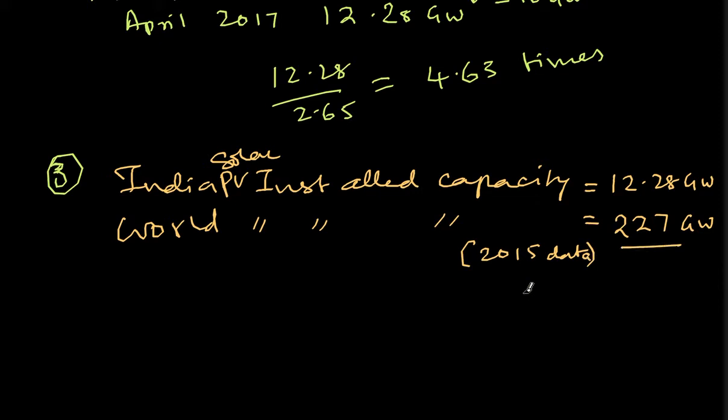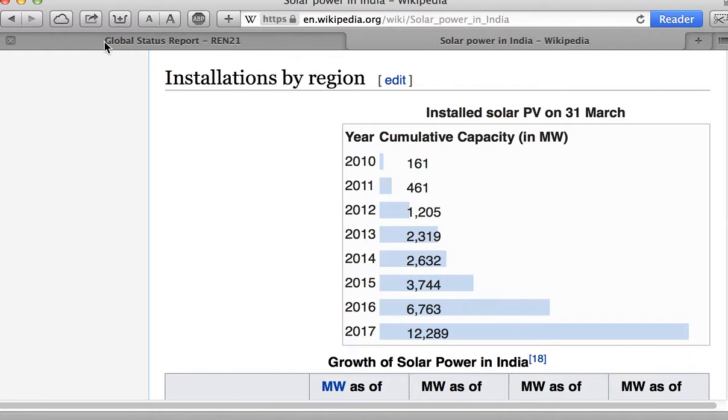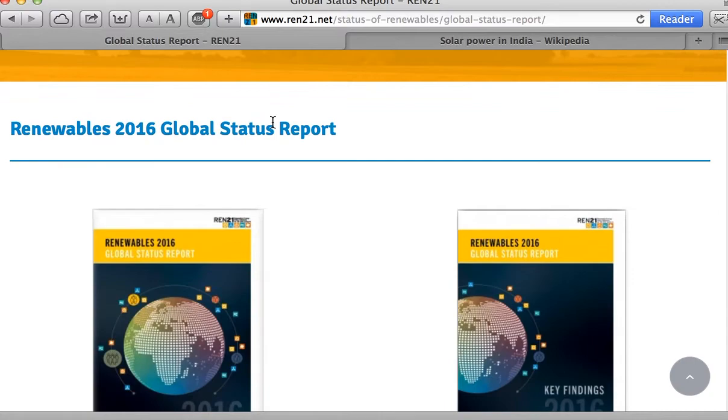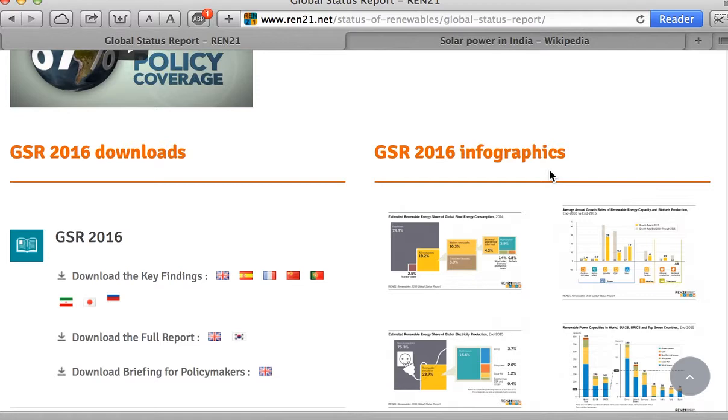So you should be seeing that as of now, the share of India is not much. So who is leading PV in the world? Remember the previous lectures, we were looking at the REN21, that is Renewable Energy Network 21 website. In that website, I found some information. There is a Renewables 2016 Global Status Report, and in this report there are some infographics. We had gone through these infographics earlier. One particular infographic I would like to show you is this one.